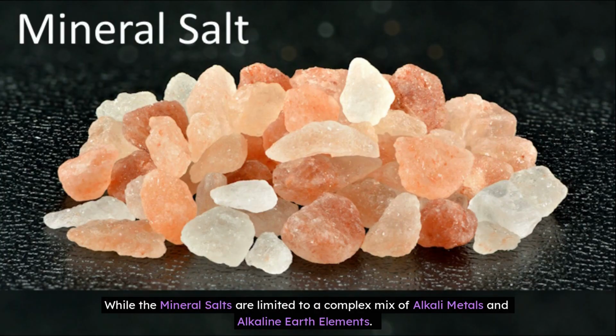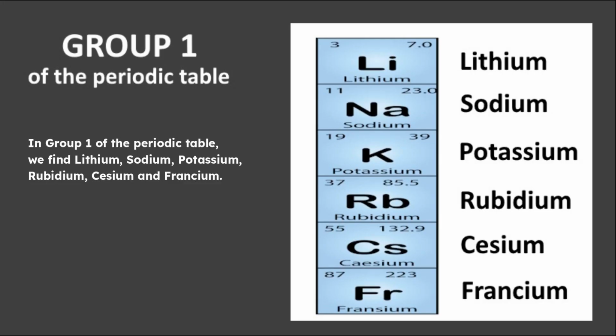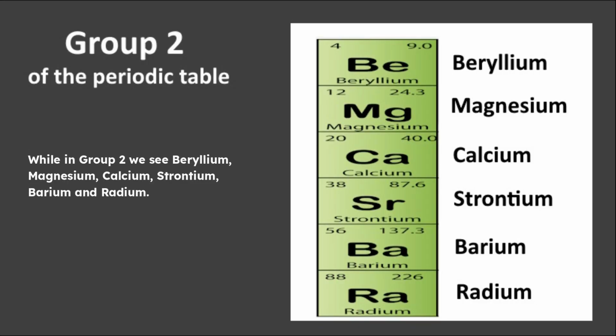While the mineral salts are limited to a complex mix of alkali metals and alkaline earth elements. In Group 1 of the periodic table, we find lithium, sodium, potassium, rubidium, cesium, and francium. While in Group 2 we see beryllium, magnesium, calcium, strontium, barium, and radium.